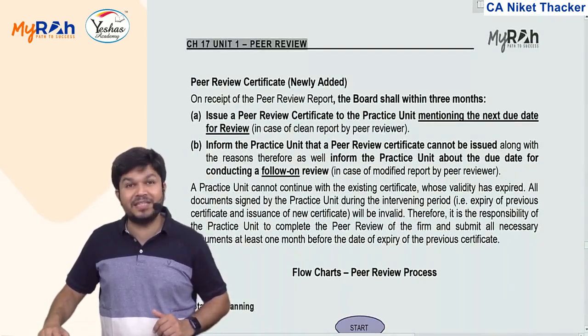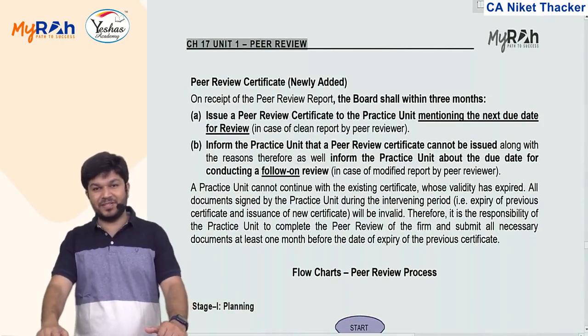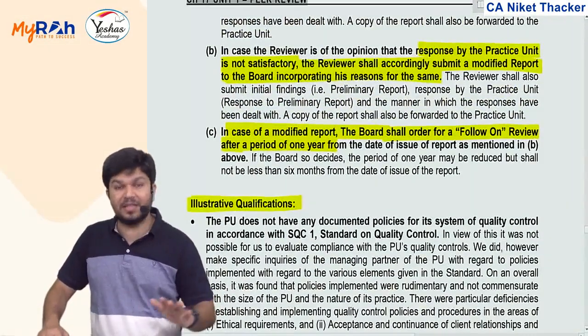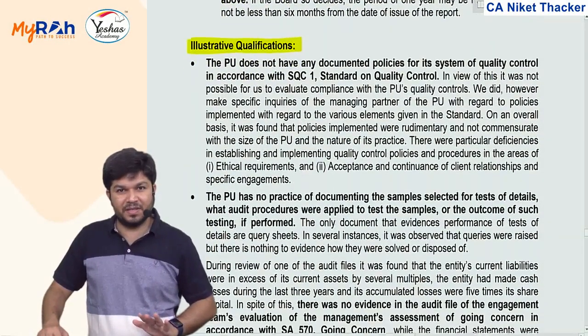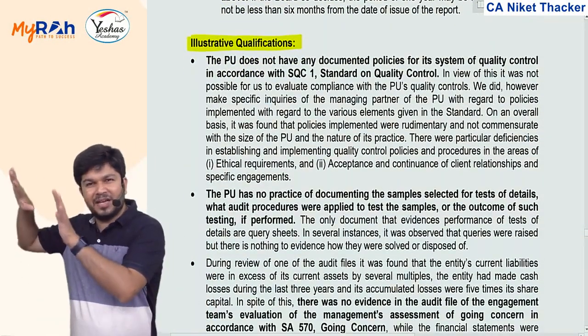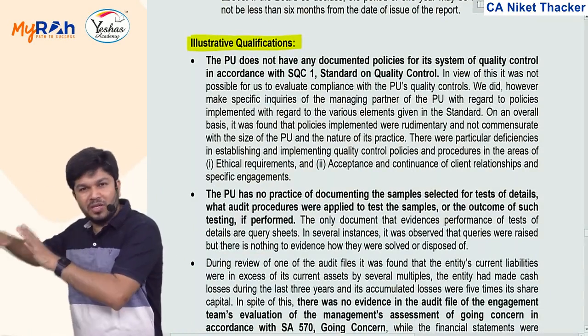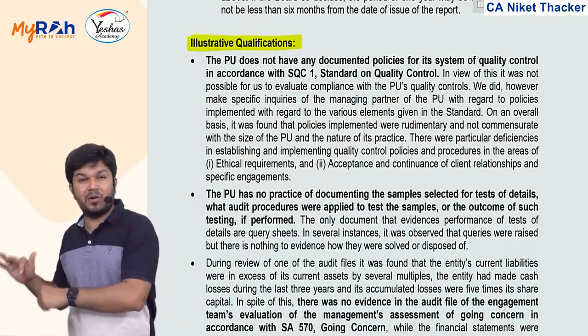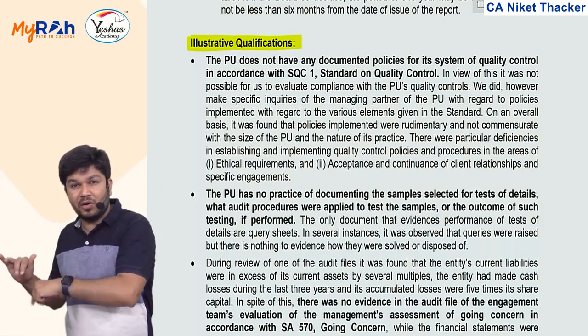These are illustrative qualifications. Just examples, you can add anything else also. So there are problems. The PU has not done the audit properly. They are not maintaining, say for example, the permanent audit file and current audit file separately.